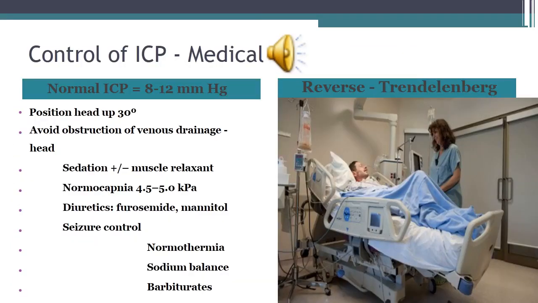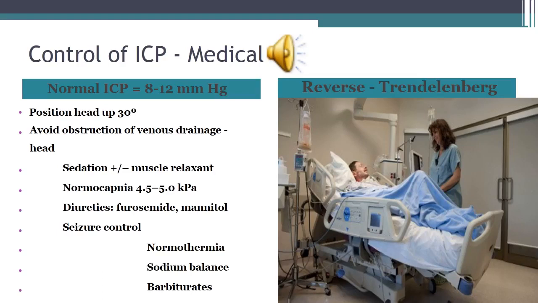Medical control of raised intracranial pressure. The normal ICP will be 8 to 12 mm of mercury. To control raised intracranial pressure in patients with trauma, we have to put the head in 30-degree position. Also, we have to avoid venous obstruction in cervical region by putting the head and neck in a neutral position. We can use sedation plus or minus muscle relaxant. Also, we have to do blood gas analysis. We have to maintain normal carbon dioxide level in the blood of the patient.